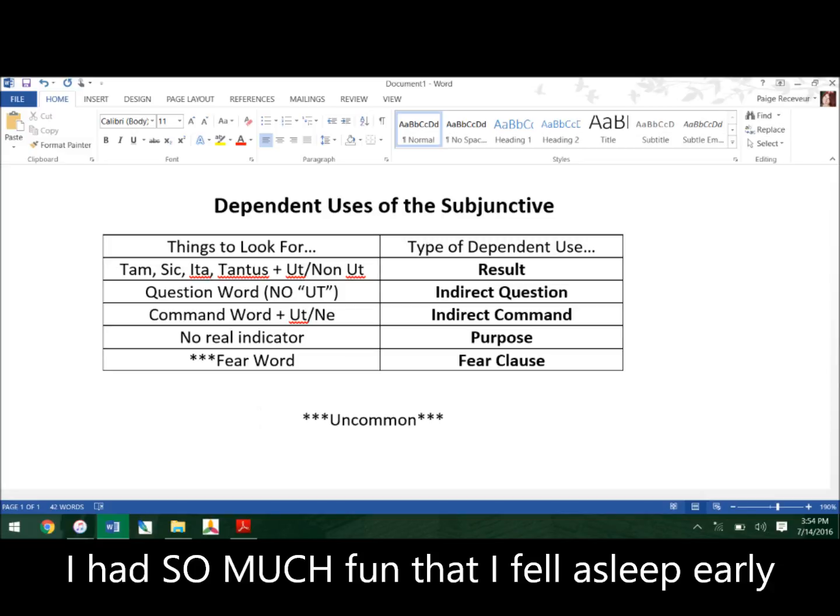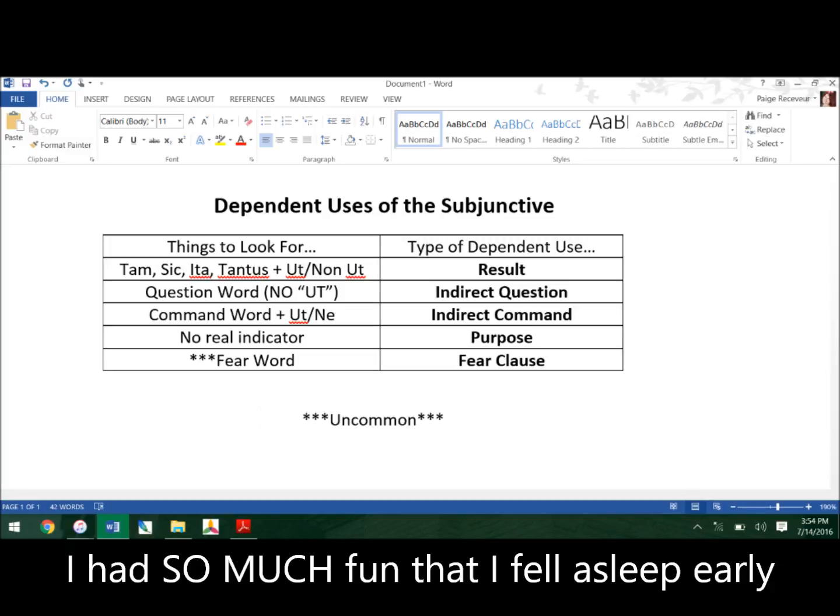The subjunctive comes into play in the dependent section. The independent part of that sentence is "I had so much fun." That is a standalone sentence. That is not the part of the subjunctive. "I had so much fun that I fell asleep early." The "that I fell asleep early" cannot stand alone.